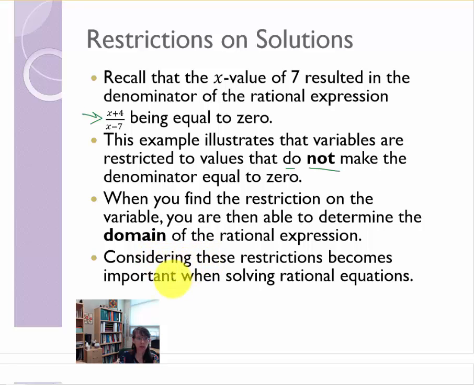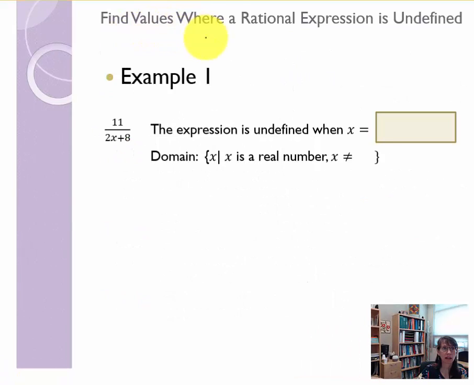Considering these restrictions becomes important when solving rational equations. We're going to find values where a rational expression is undefined. Given 11 divided by 2x plus 8, the expression is undefined when x equals a certain amount. So when we write the domain, we're going to say that the set of x such that x is a real number, except x cannot equal that undefined amount.